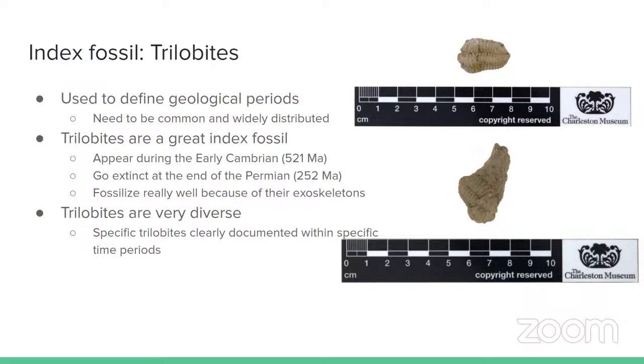So index fossils are ones that we would use to kind of date sediment layers. And the trilobites are great because they are common and widely distributed in the Cambrian.